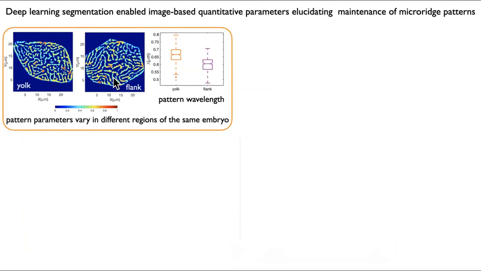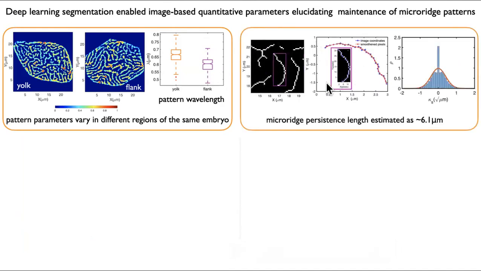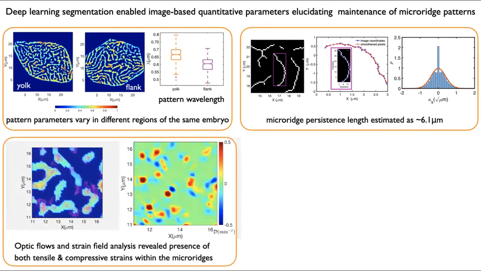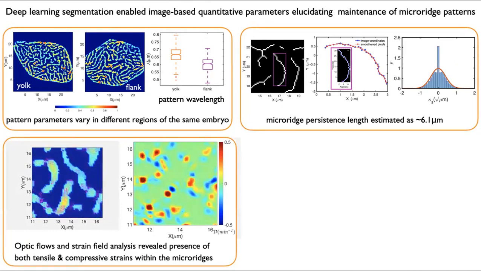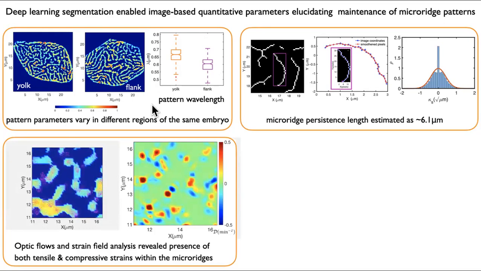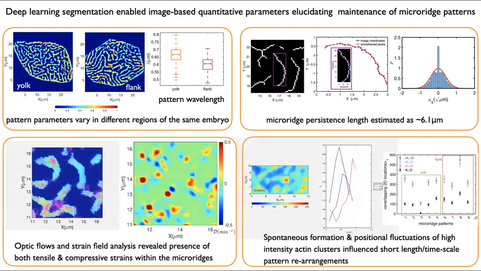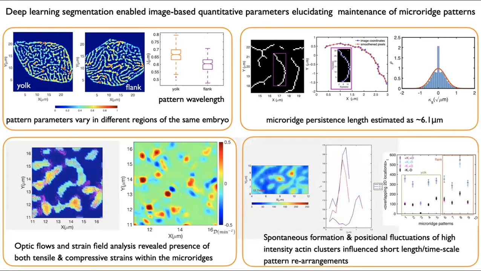We observed differences in the pattern parameters between different regions of the same embryo, such as pattern wavelength. The estimated persistence length of microridges, or the characteristic length at which a microridge bends to assess their inherent mechanical stiffness, was found to be about 6.1 micrometers. From the single extracted and tracked cell time-lapse movies, we performed flow analysis. Strain field analysis revealed the presence of both tensile and compressive strains within the microridges. Furthermore, positional fluctuations of high-intensity actin clusters influenced pattern rearrangements over short length and time scales.